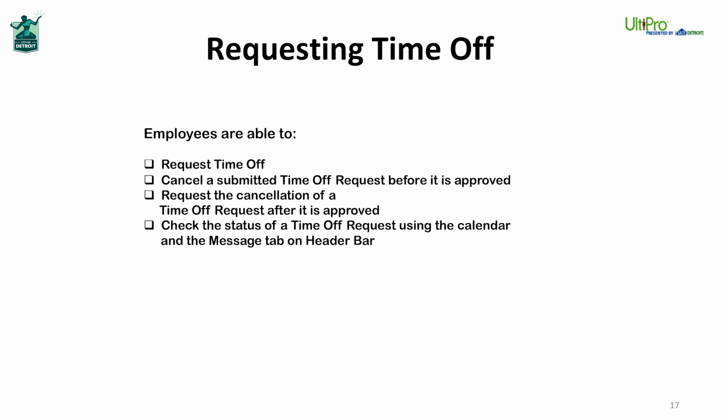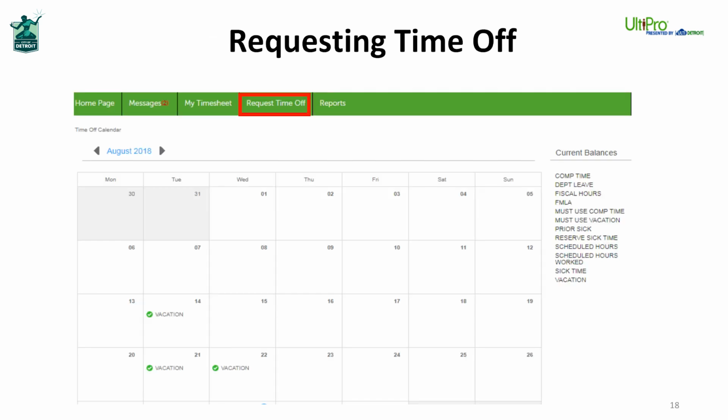Employees are able to request time off, cancel a submitted time off request before it's approved, request a cancellation of a time off request after it's approved, and check the status of a time off request using the calendar and messages on the header bar. You will be required to request time off through this time and attendance system. Approval is required from your supervisor for time off. The UltiPro payroll system will notify you via messages under the Messages tab when your time off has been approved.